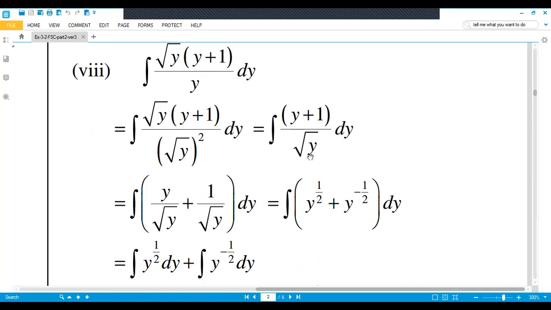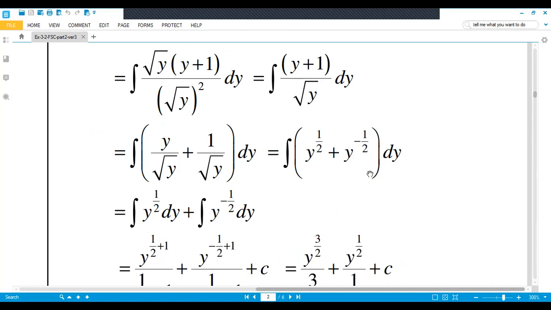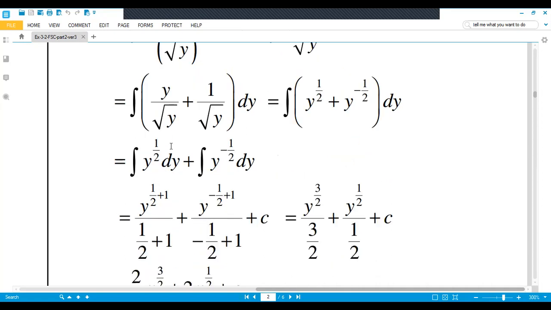Now this under root y, divide with the first term and then divide with the second term. When we divide with the first term, y power 1 over 2 shifted into the numerator will be minus 1 over 2. So 1 minus 1 over 2 is 1 over 2, and this is y power minus 1 over 2. Now take the integration of the first term and then the second term.